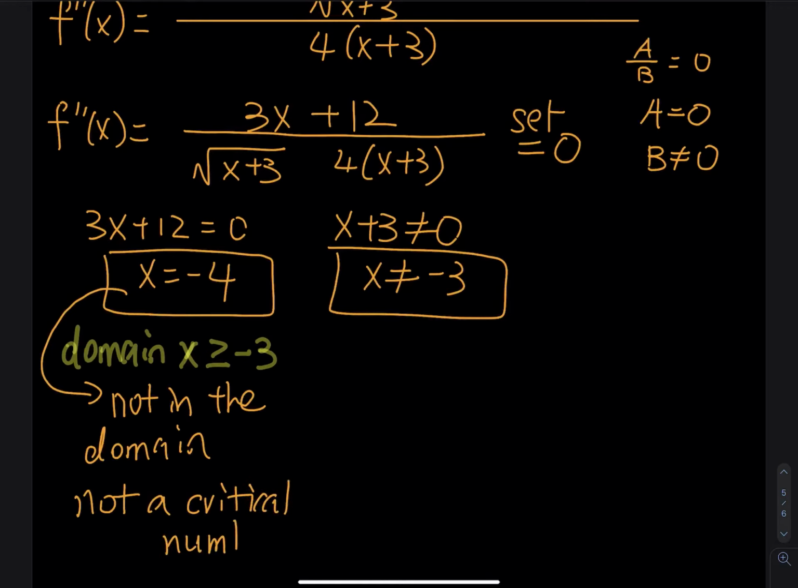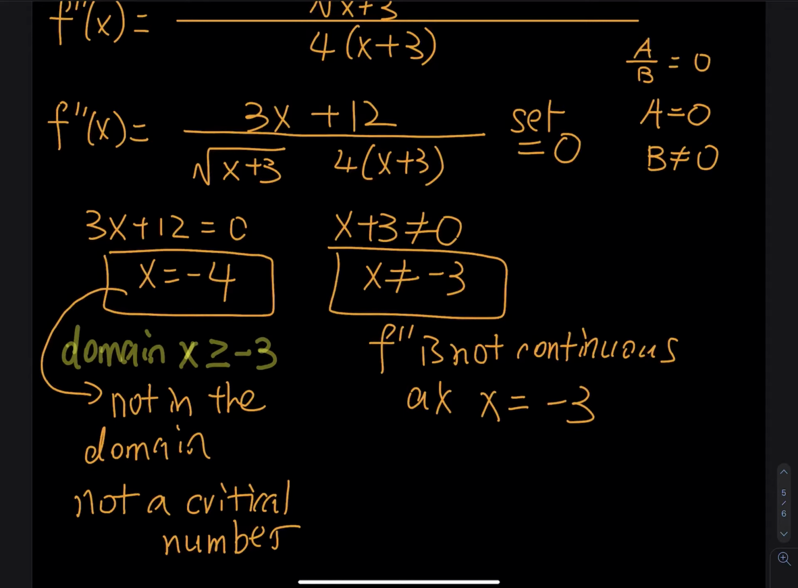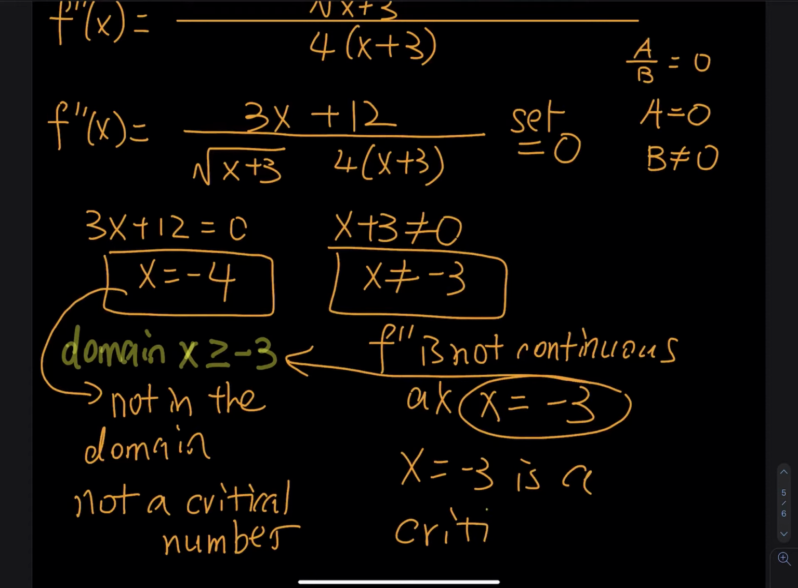All right, we just took care of the negative 4. What about x cannot be equal to negative 3? That means the f double prime is not continuous at x equals negative 3. X equals negative 3 satisfies the domain, right? Negative 3 is equal to negative 3. So that means x equals negative 3 is a critical number.